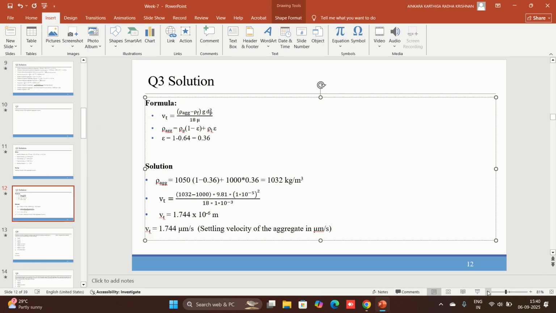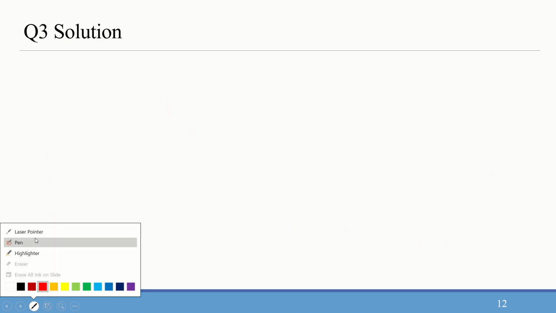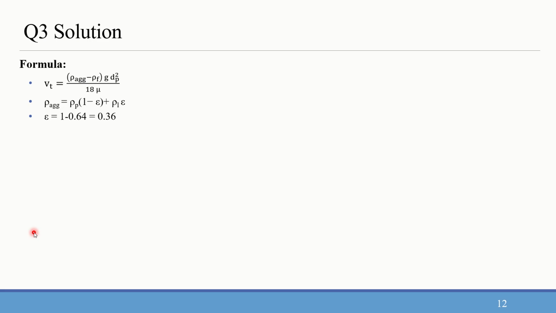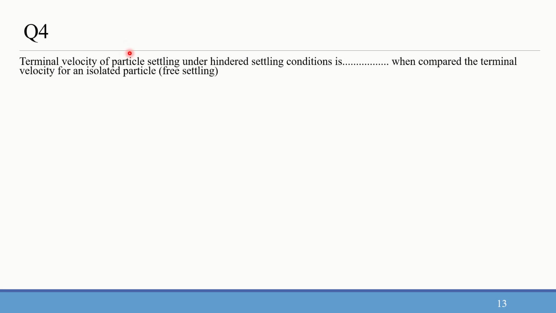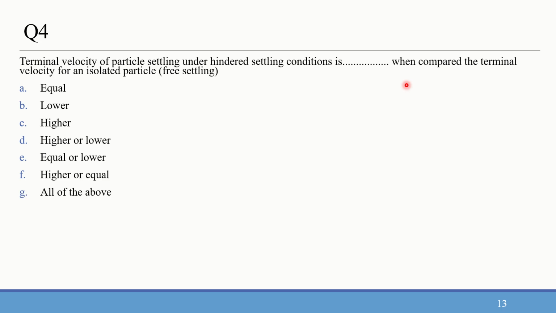Now we will go to question 4. Terminal velocity of a particle settling under hindered settling condition is dash when compared to the terminal settling velocity for an isolated particle, that is free settling. Option A equal, option B lower, option C higher, option D higher or lower, option E equal or lower, option F higher or equal, option G all of the above.